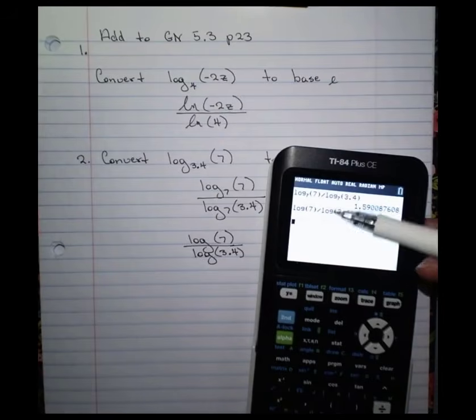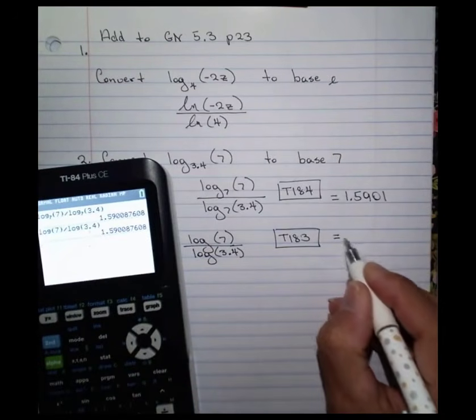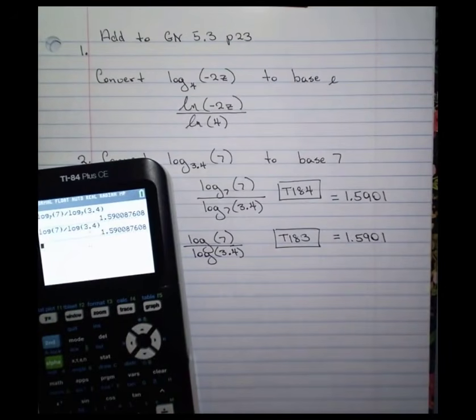Now, some of you are saying, well, that's a lot easier than what I had to do with my calculator, where I had to go and enter the base, because all they had to do was this, and it's your choice. You can do it either way. 1.5901 is our answer both ways.